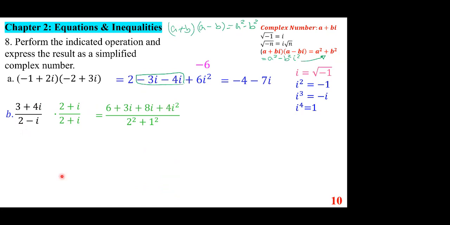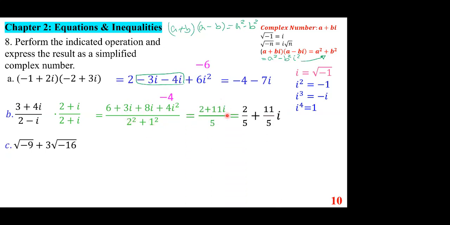Okay, so I'm going to change this to -4. And now I can combine them accordingly, class. How? Well, 6 and -4 gives +2, 3 and 8 gives 11i, and 4 and 1 gives 5.